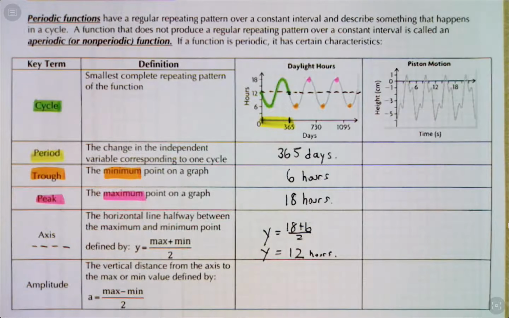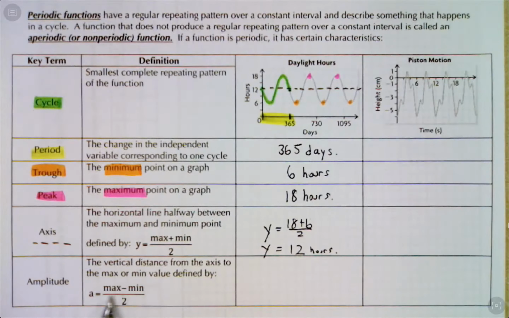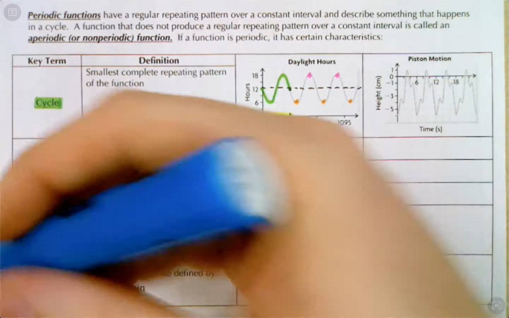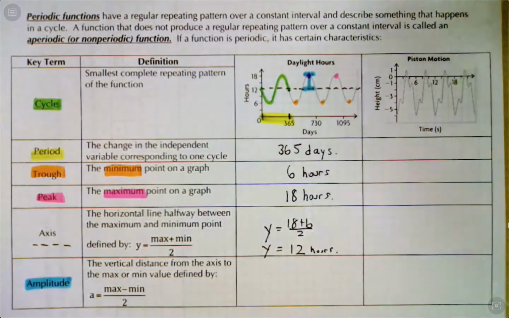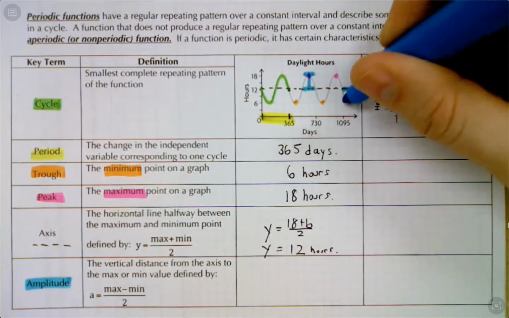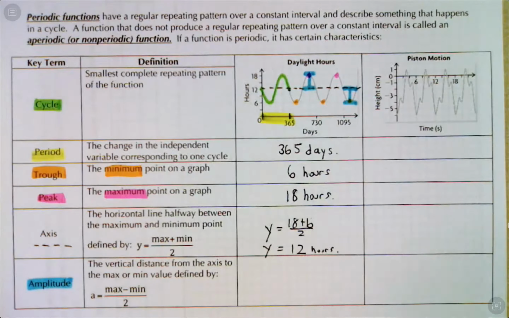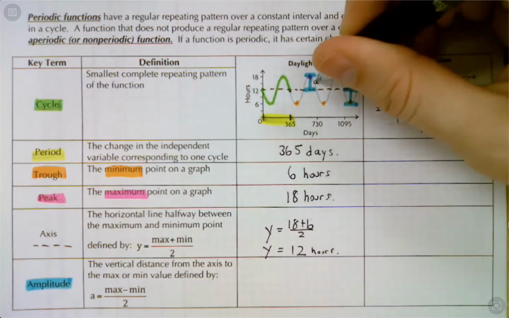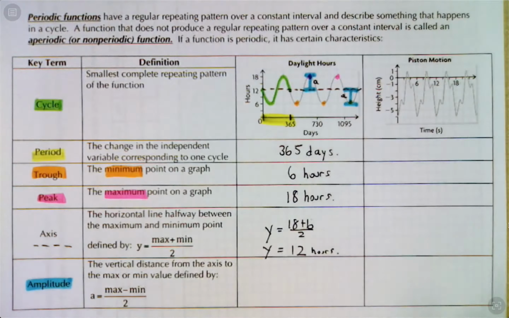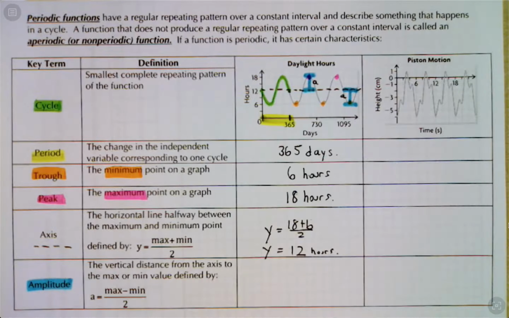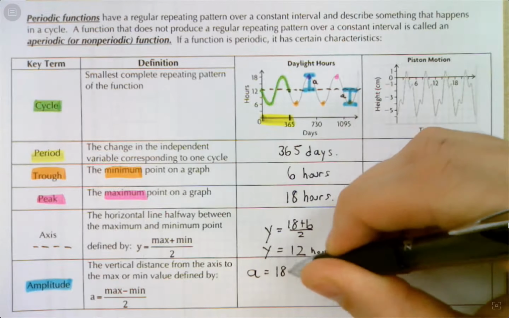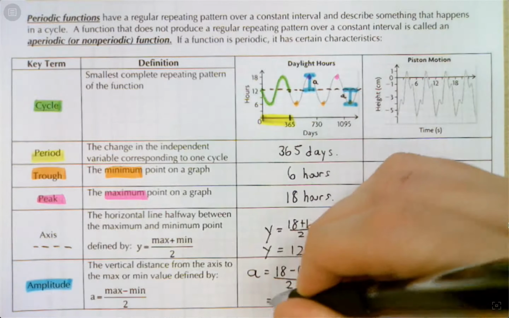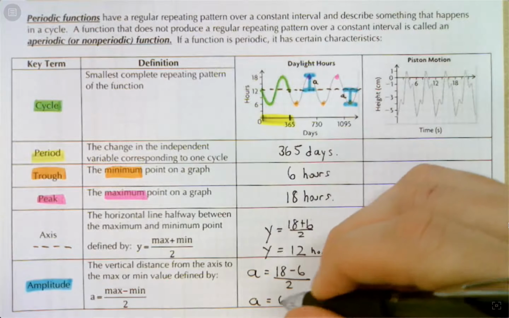Last piece is the amplitude. Now the amplitude is the vertical distance from the axis to the max or the min, defined by, and you can do math, max minus min divided by 2. So on a graph, here I'll do it in blue. The amplitude is from here to here, or it's from here to here. There's our amplitude. It's how far up from the axis or how far down from the axis to the max and min respectively. To do the math, amplitude is max 18 minus min divided by 2. In this case, the amplitude is 6 hours.